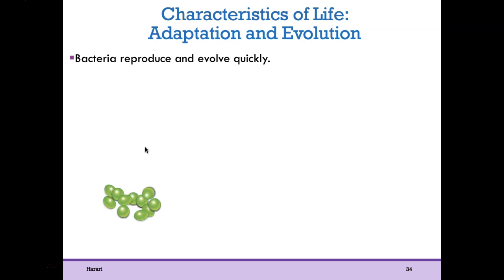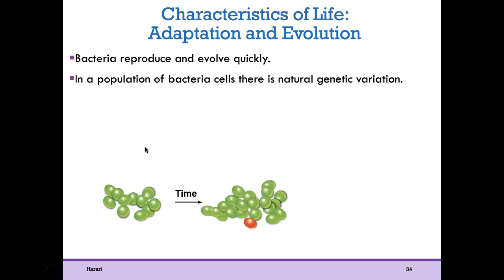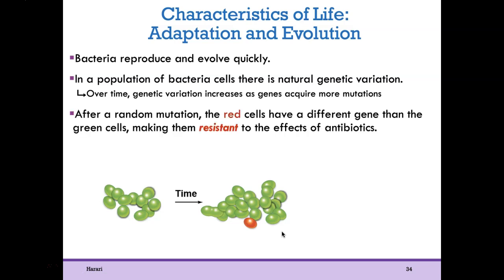Let's talk about bacteria. And bacteria often show evolution the easiest. So if anybody denies evolution, you could give them an example of bacteria, because they can evolve before your eyes. Bacteria is, first of all, plural. So one bacterium is a single cell. This population of bacteria has natural genetic variation. So over time, one cell is just naturally going to be different from the others. Right? So genetic variation increases as genes acquire more mutations.